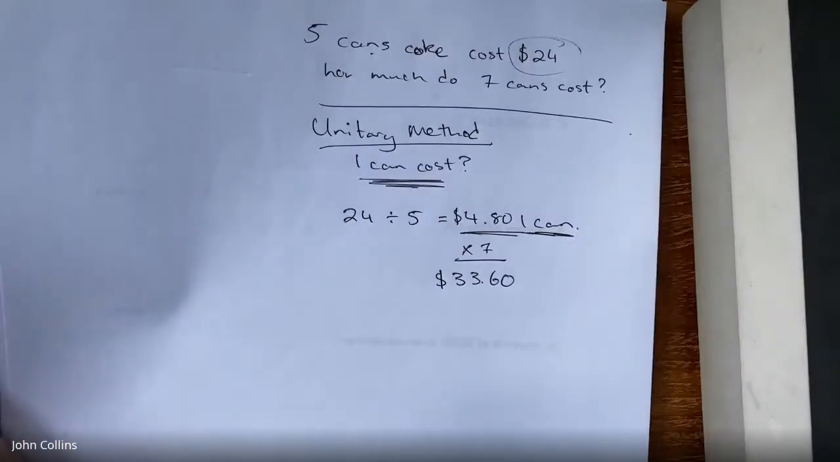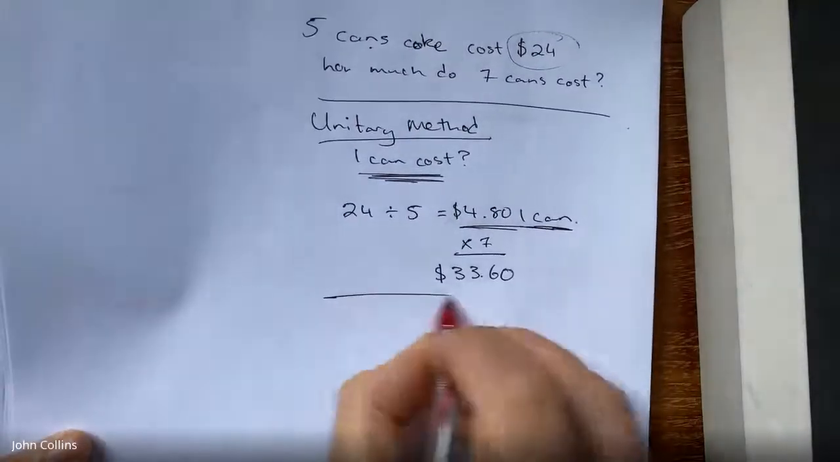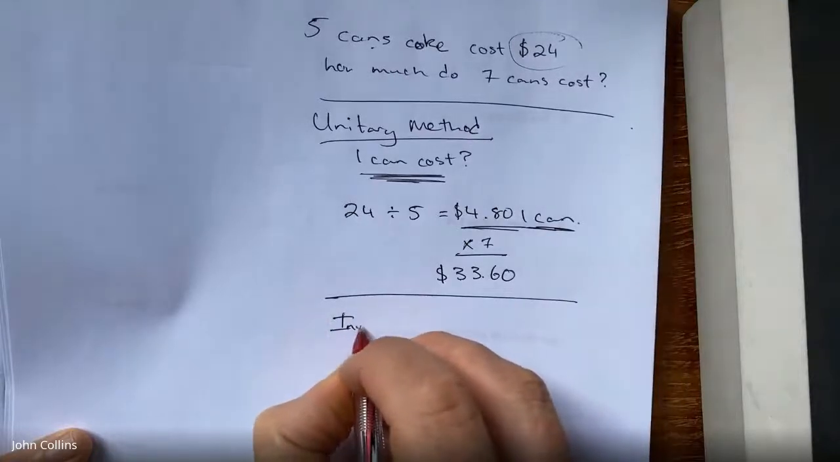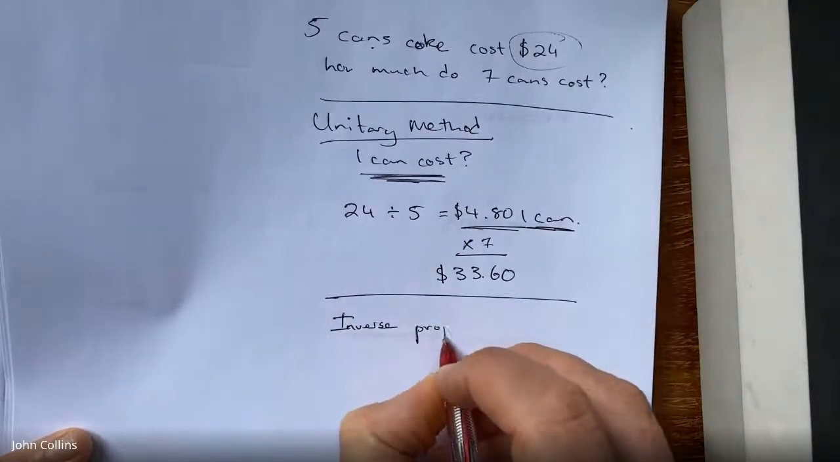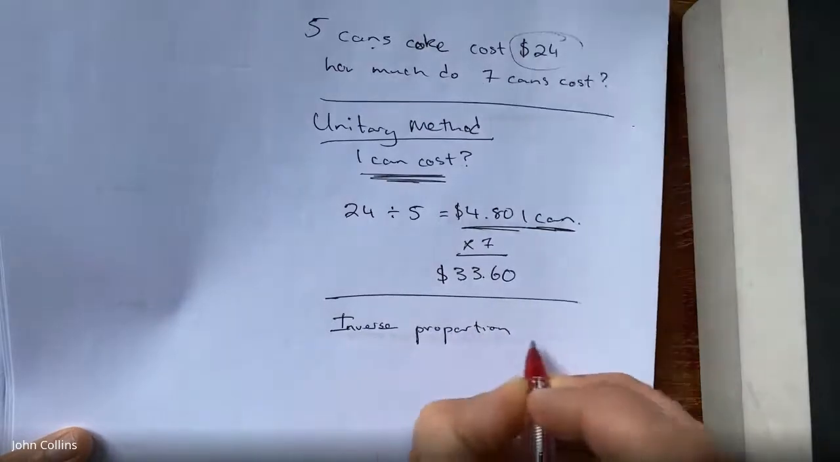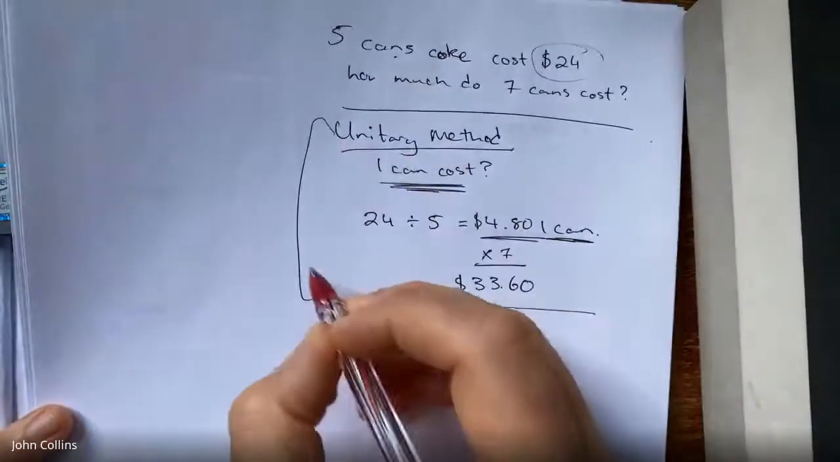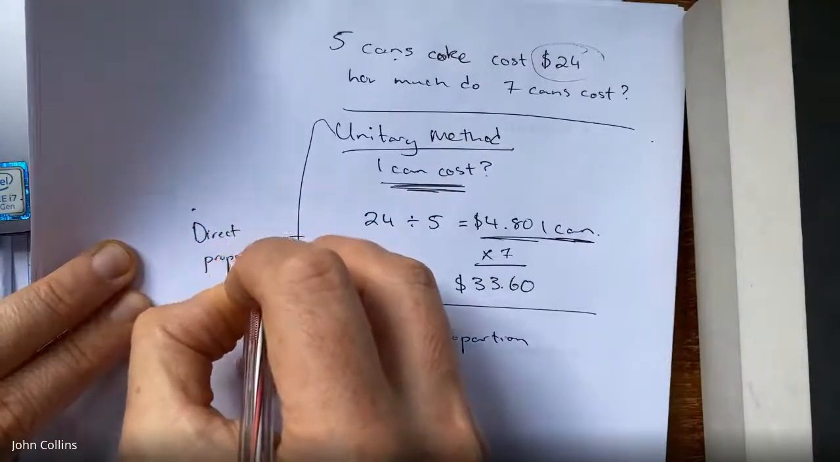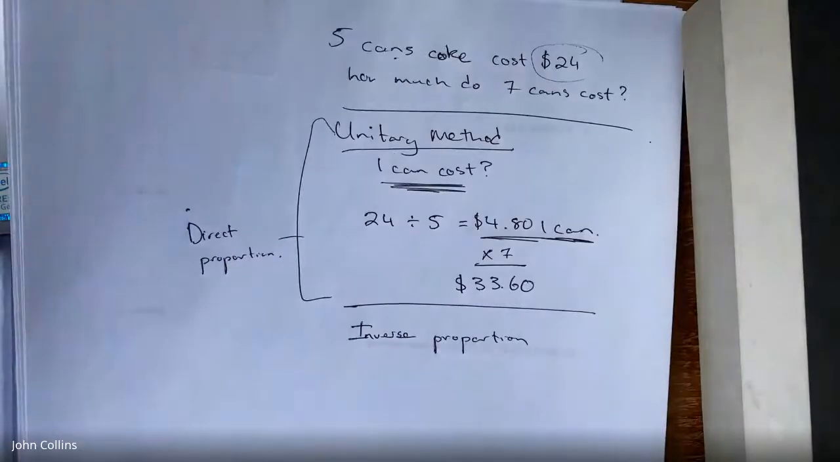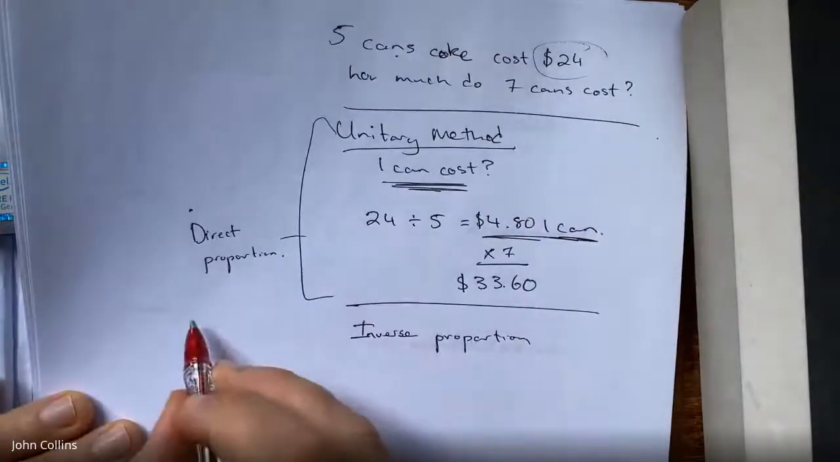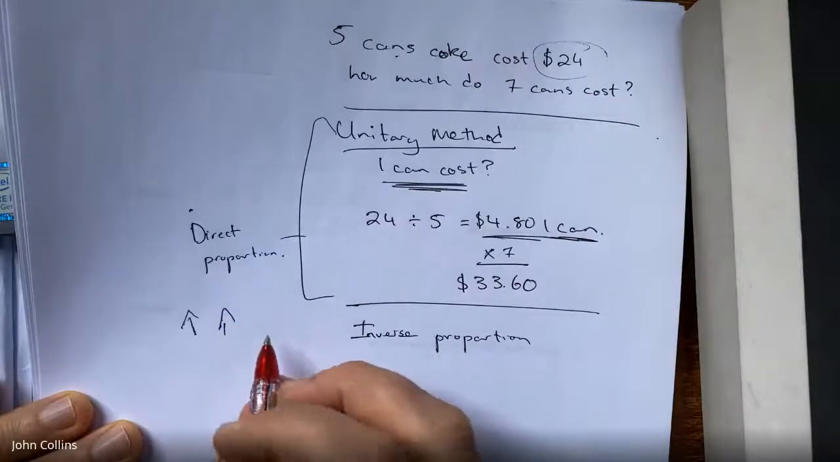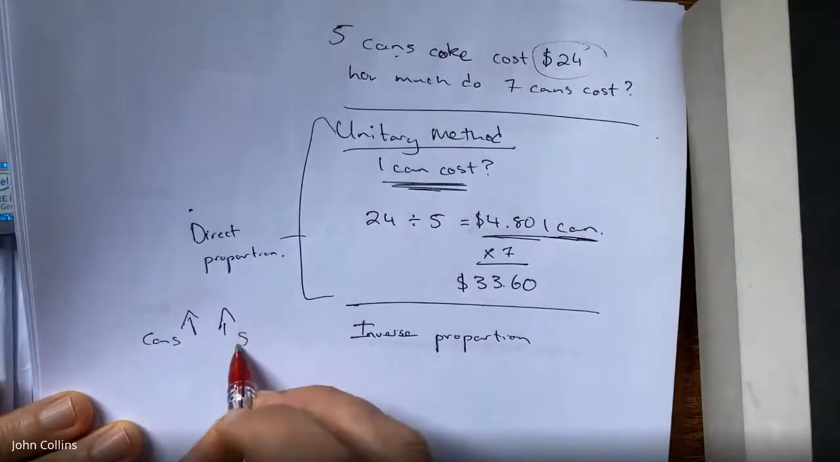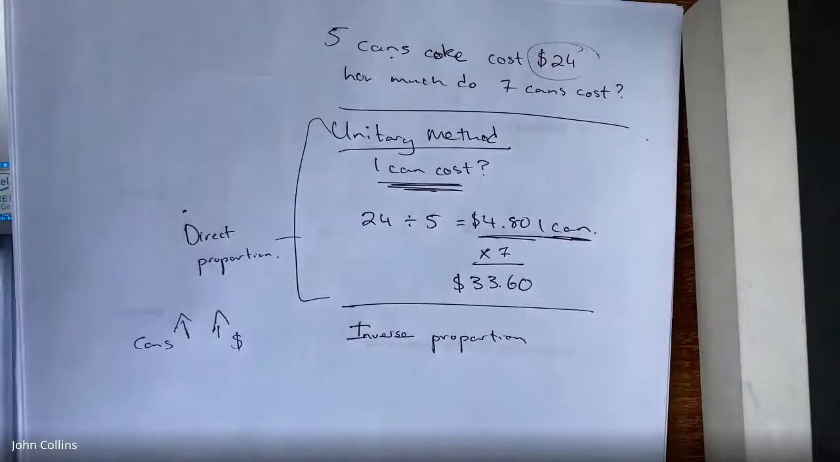All right. The final thing we want to look at today is something called inverse proportion. Now, what we did here, all of this is direct proportion. Why is it direct? Well, I'll tell you. As one side gets bigger, the other side gets bigger. The more cans we buy, the higher the price. The more price it is in general.